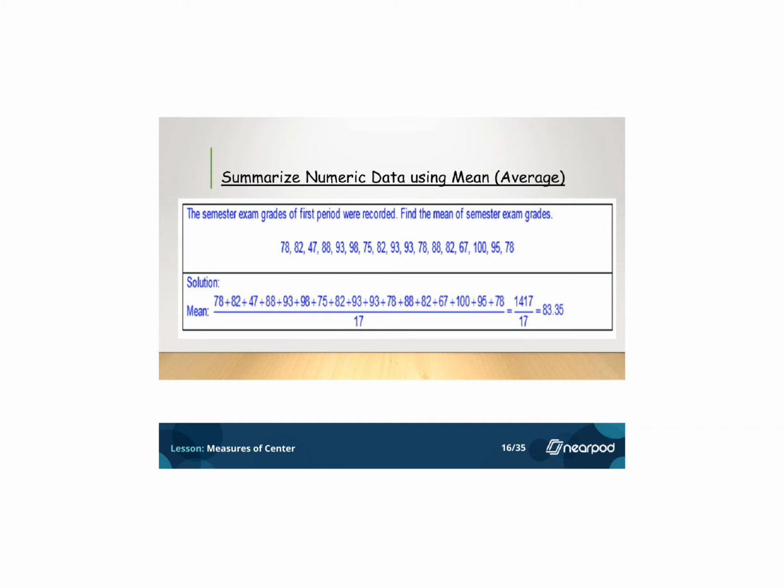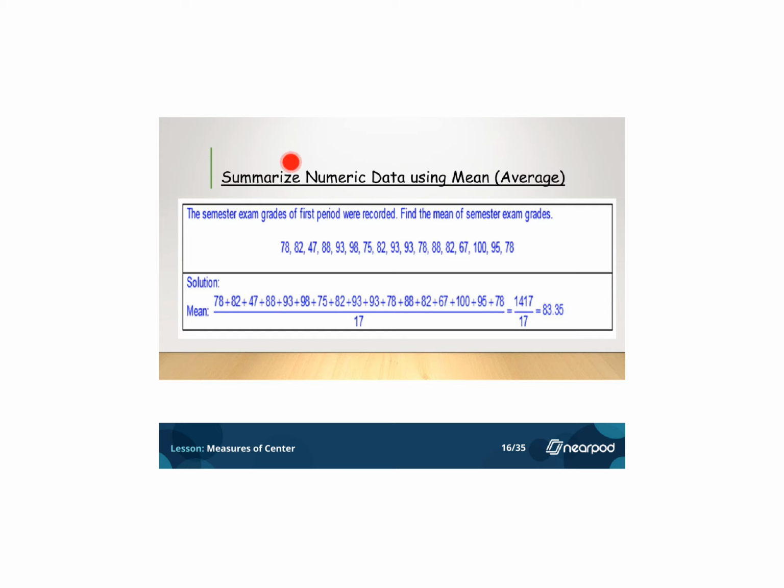So the way you find the mean, if we look down here for the solution, is you're going to get all these numbers. It does not matter the order they're in. Just get all these numbers and add them up. So you're going to add up all these numbers, which we got 1,417. Then you're going to divide by, remember this fraction bar means division, the number of exams that there were.